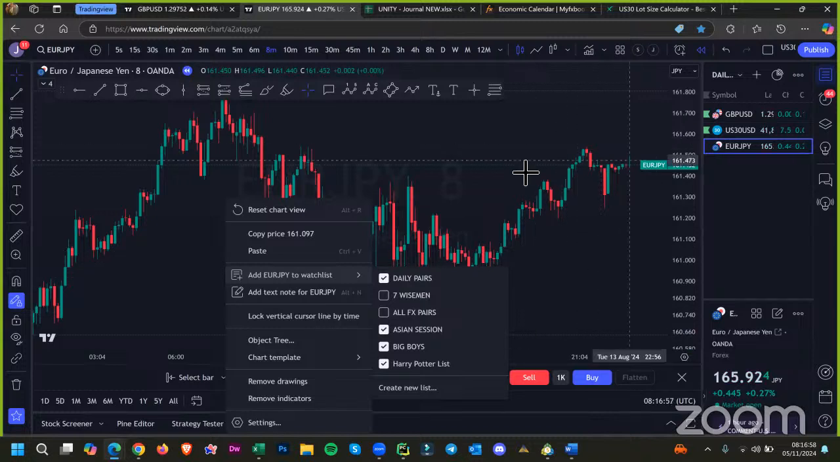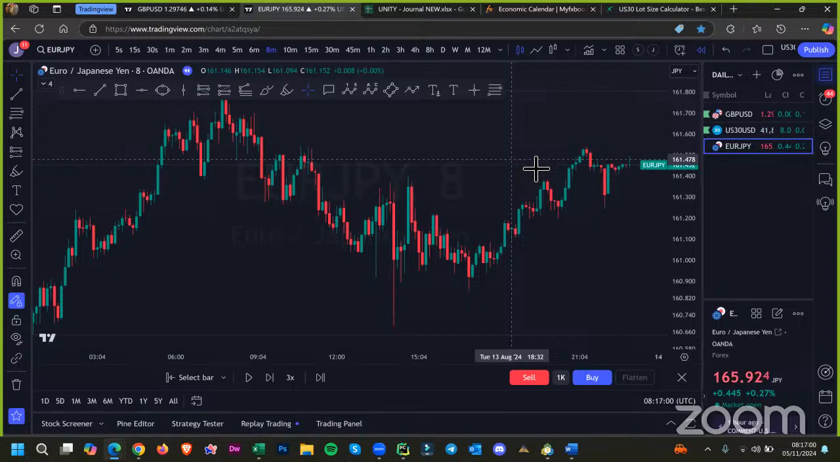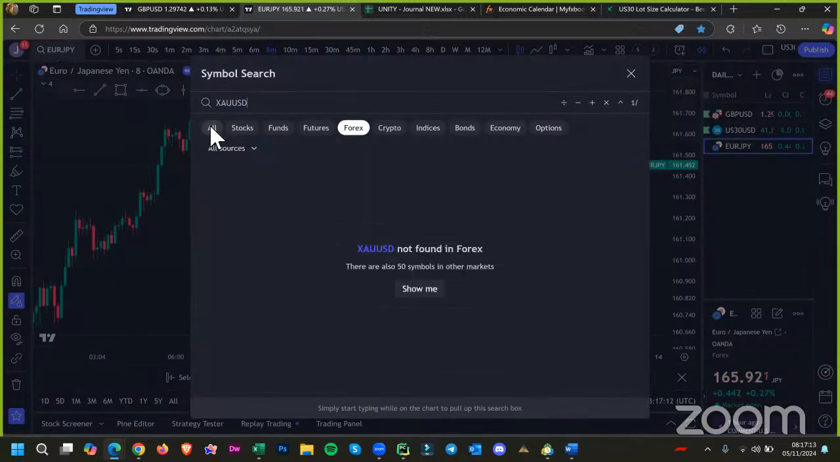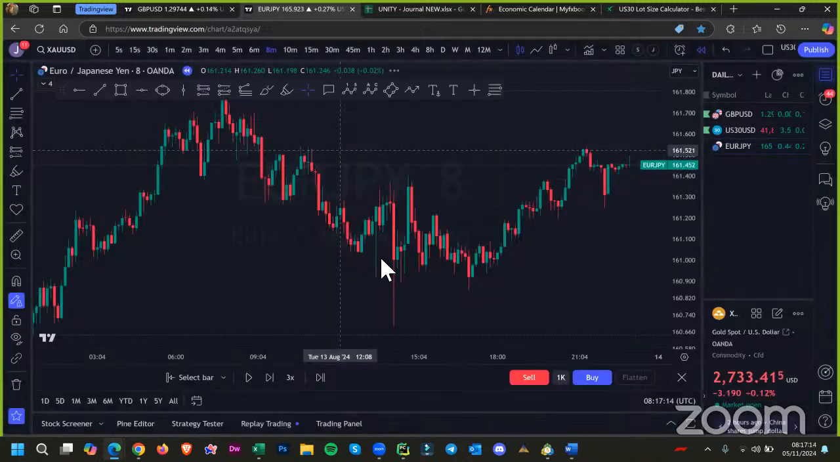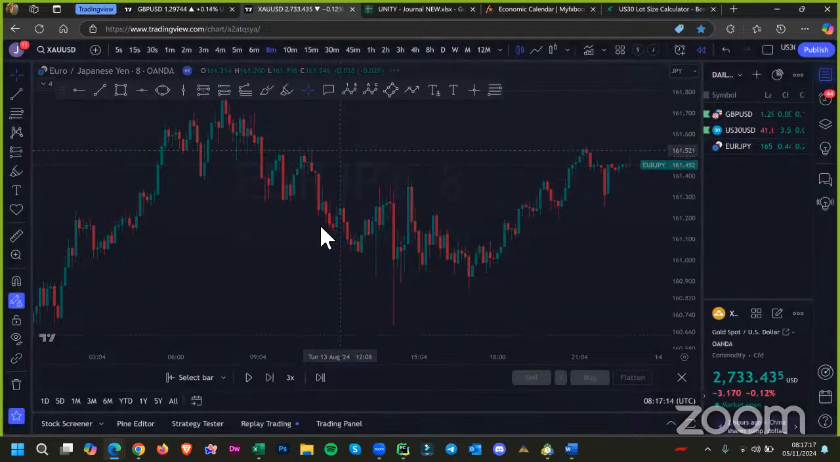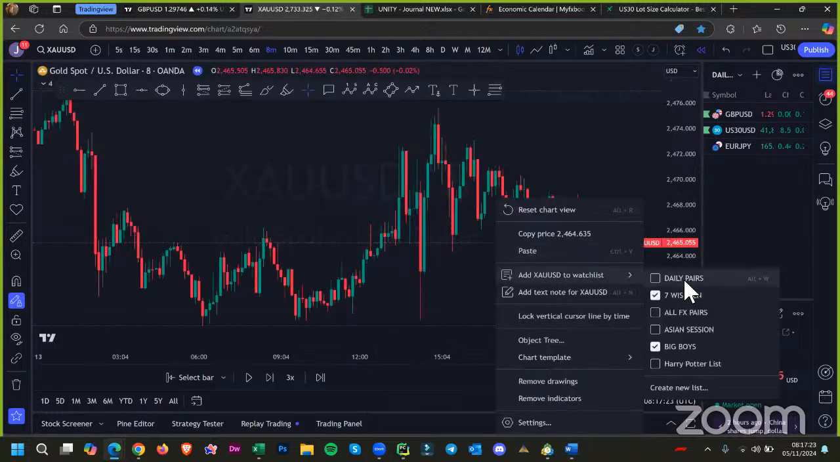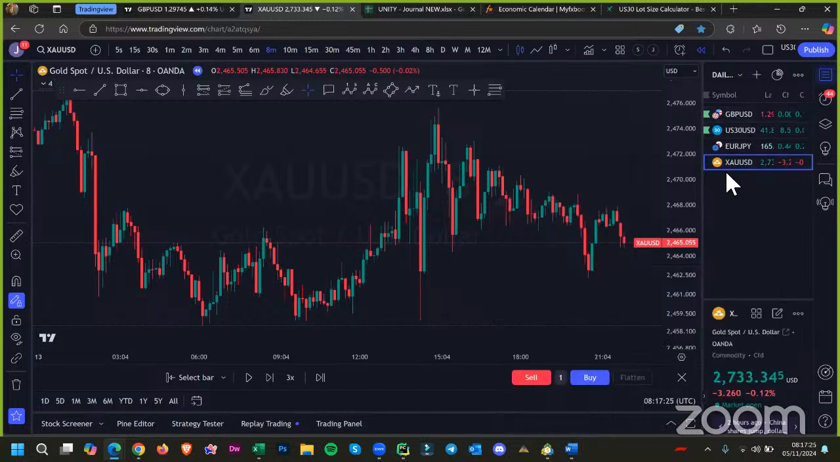This is about making you more efficient, and it's going to allow you to navigate these pairs in a much more efficient way. Because now your day, whatever that may be, maybe you're missing some. Maybe somebody in here likes to look at gold, XAU USD. You're going to click onto XAU USD, right click anywhere in that gold screen as soon as it loads, and add to your daily pairs. I'm building up a list of my pairs.